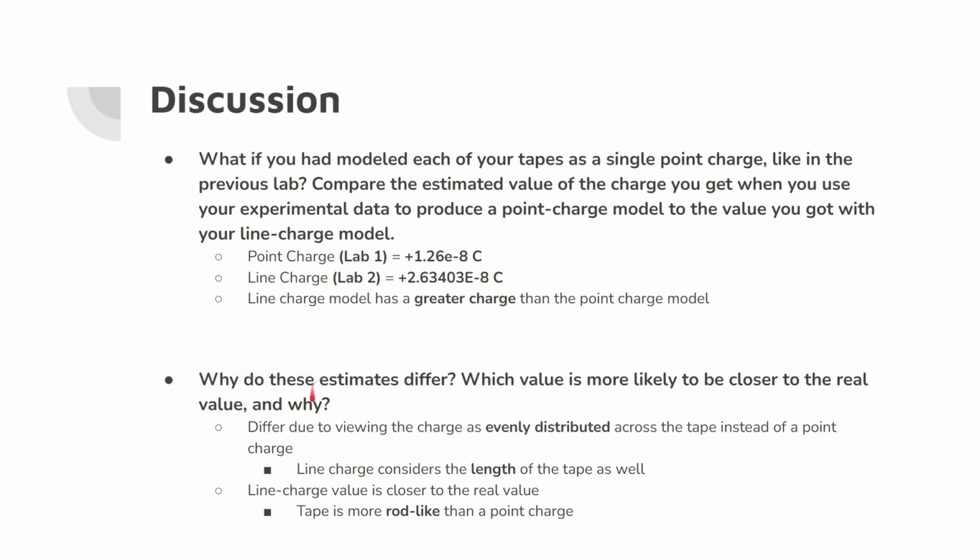So why do they differ? Well, viewing the charges as evenly distributed across the tape changes the actual charge of the tape quite significantly. And the line charge is closer to the real value because it considers the length of the tape, and the tape is more rod-like in structure than like a single point charge. So we would say that the line charge is a much more accurate depiction of the charge of the tape.